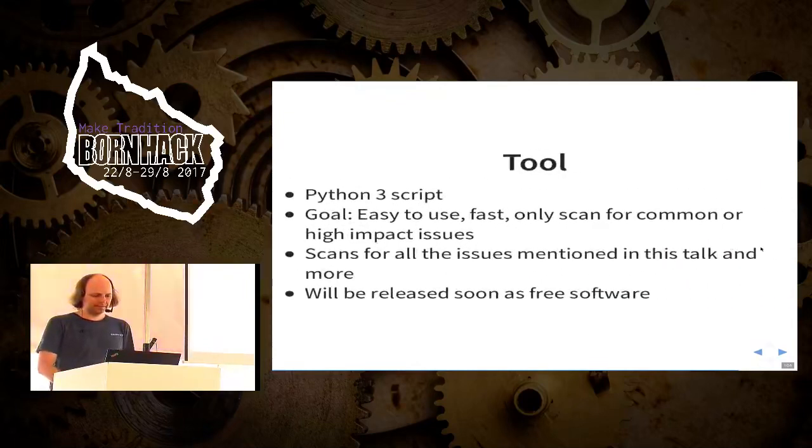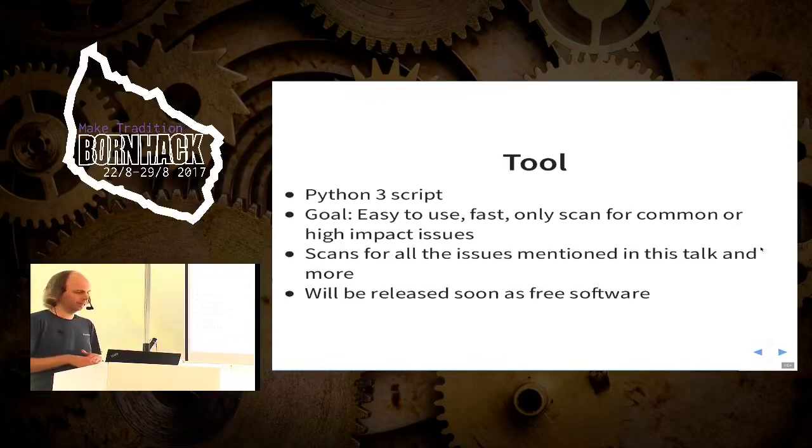So the tool itself is a Python 3 script, and my goal is to make it easy to use, because I feel many vulnerability scanners are annoying. If you know OpenVAS, you have to run a server and then you have to generate a certificate and a database, and it's really annoying to get that running. So I want to have something that is easy to use. It should just be tool name, server name, and it will give you some interesting output.